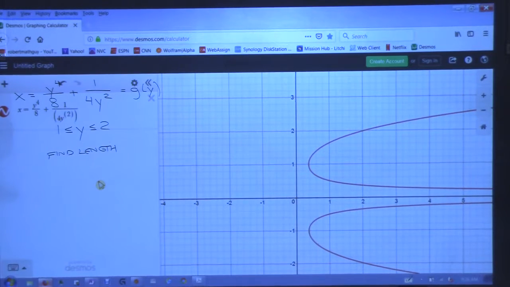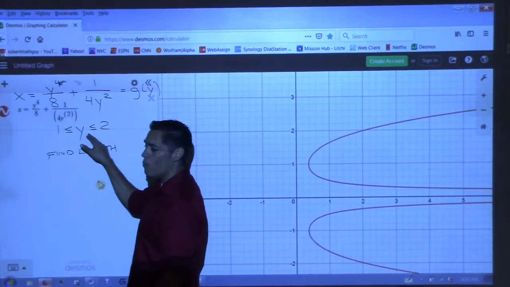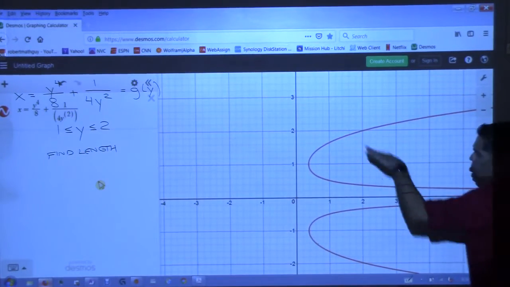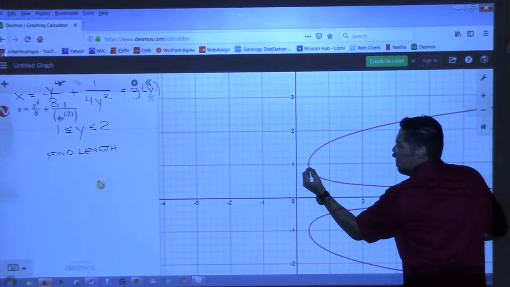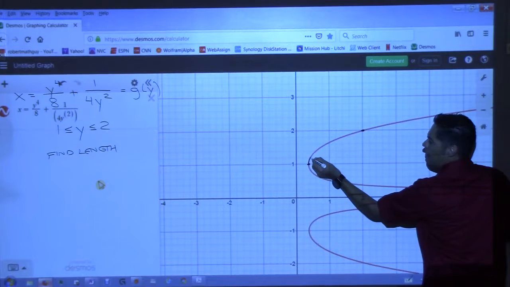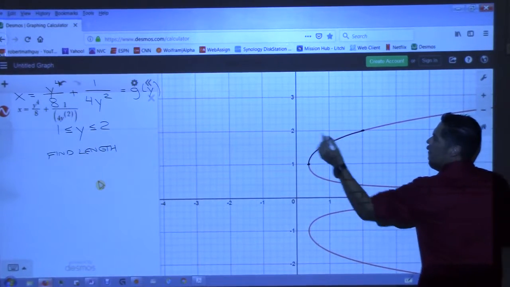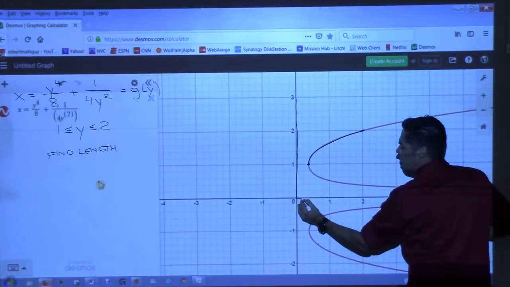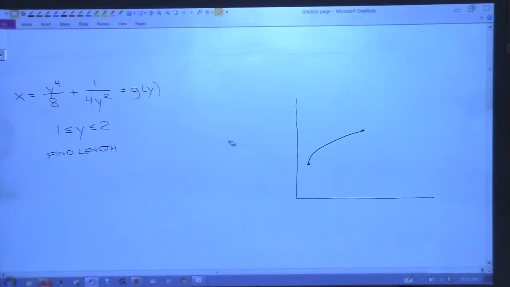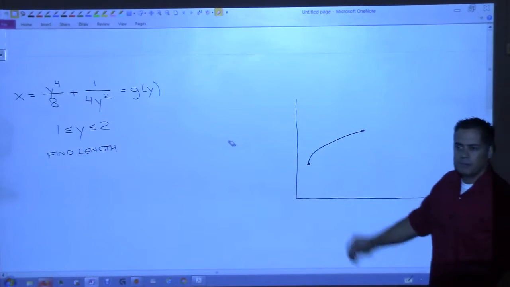So we want to look at this graph between y equals 1 and 2. When we look at y equals 1 and 2, our y is up and down, so that means here is 1, and here is 2. So we're talking about this part of the curve right there. We've got our x and y axes like this. So that's what we're looking for. What is the length of that little piece, that little arc?